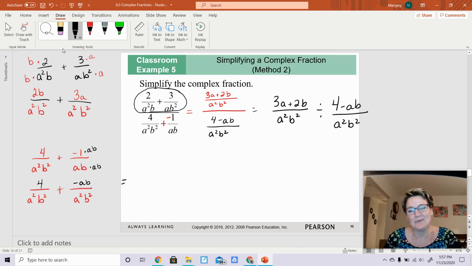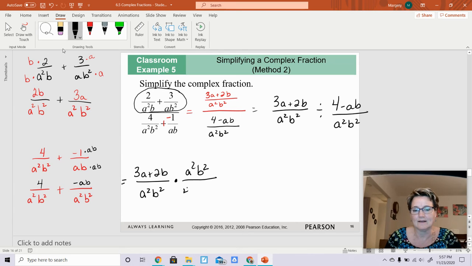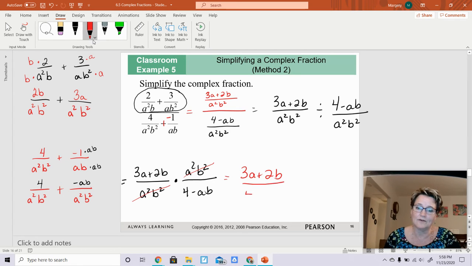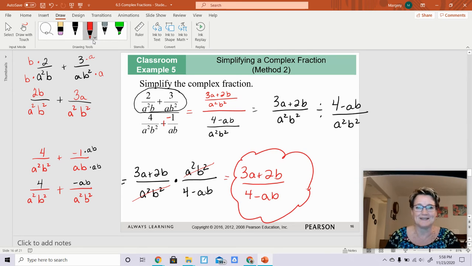All right, so we leave the first fraction alone. Change the division sign to multiplication, flip the second fraction. And you're left with reducing. This whole thing cancels out with this whole thing, and that's all you can do. Can't do anything else. You're left with 3a plus 2b all over 4 minus ab. And there's your answer. Let's go on to the next one.